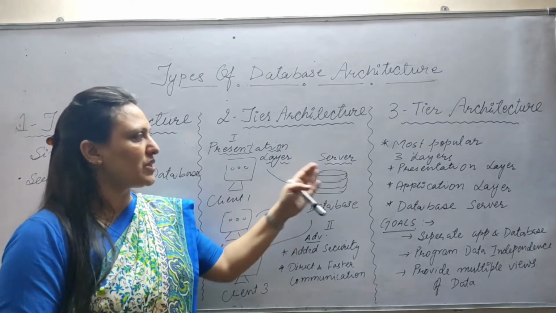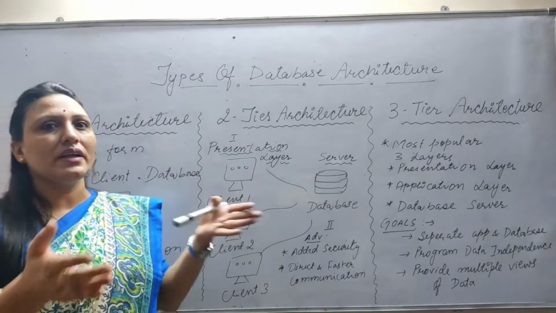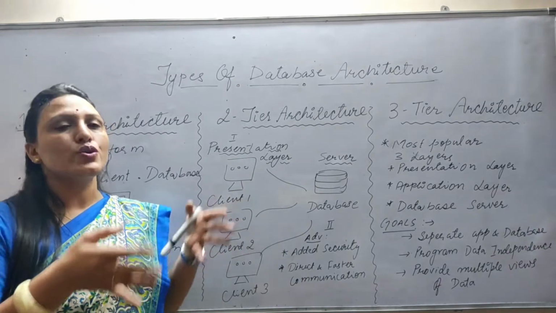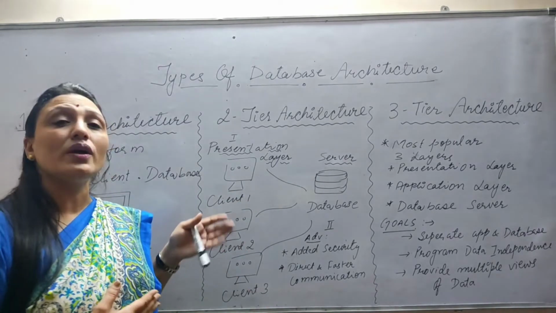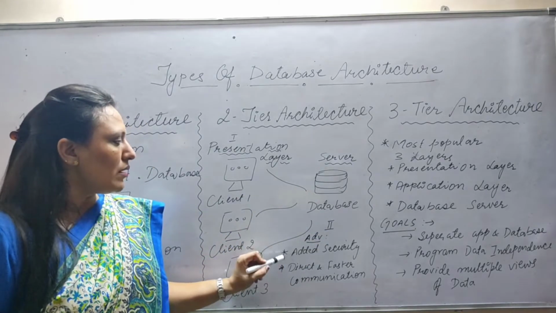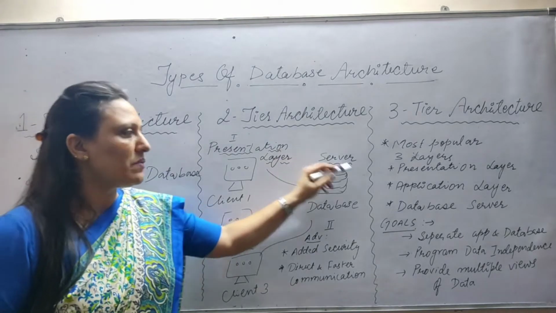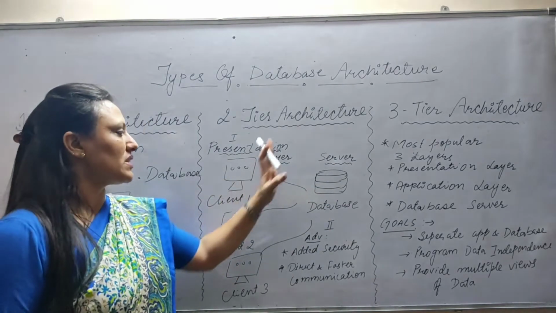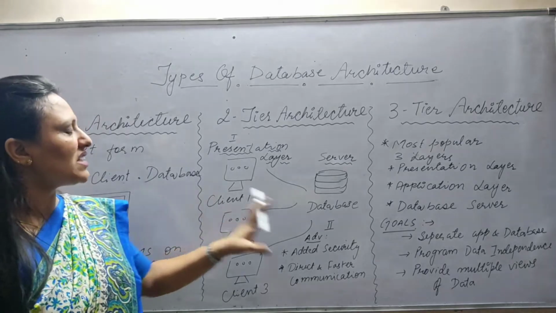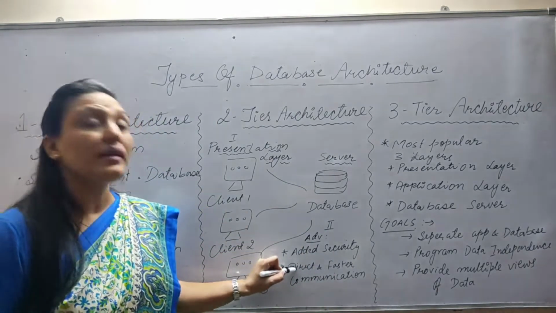But all the information is not accessible to them. In case of one-tier architecture, all the database is at your PC, so you can access any of the information. So it is not that secure compared to this two-tier architecture, where the server is at a separate place and the database is at a separate place, so it is secure. Then there is direct and faster communication. This point is again an advantage.